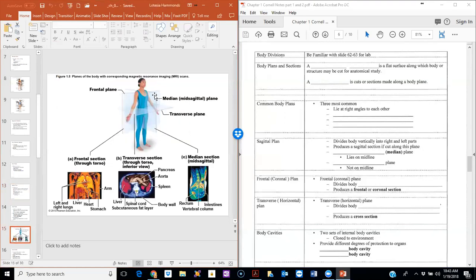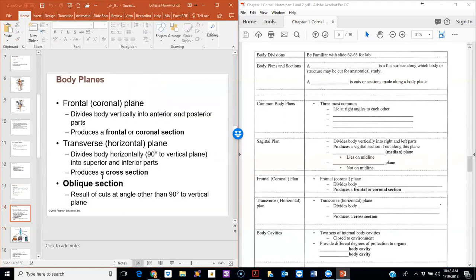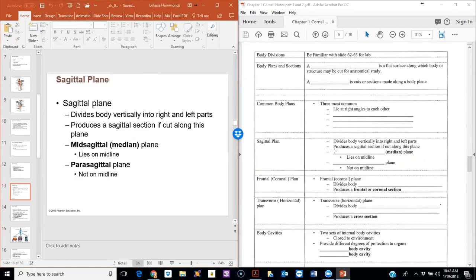All right, so here is your mid-sagittal or median plane. Parasagittal would be off to the left or off to the right. So it won't be right down the middle. It'll kind of be to the left or to the right of the middle, to give you a better understanding of that one.